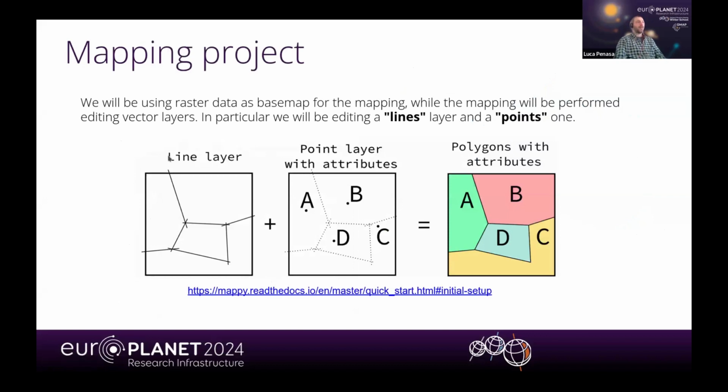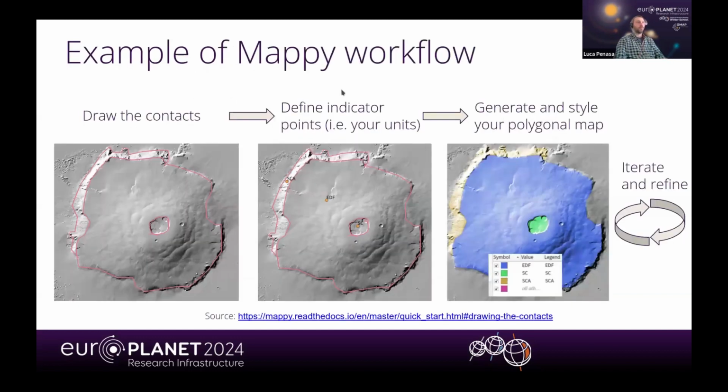This line layer, together with an additional point layer, will be enough to generate polygons where each polygon will be labeled with the information contained in the point layer. It will be clear later. We will exercise this several times before you actually end up doing your map.